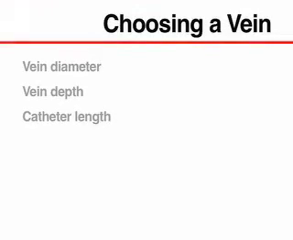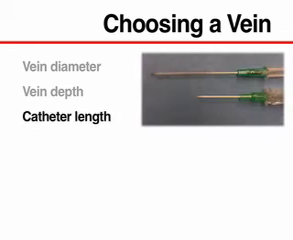Consider the following guidelines when choosing a site for ultrasound-guided IV catheter placement. Choosing a vein with a larger diameter improves the likelihood of success. Standard IV catheters are 3.2 centimeters long and usually adequate for cannulating veins less than 1 centimeter deep. Double-length catheters are available and adequate for veins up to 2 centimeters deep. Specialized equipment may be needed for veins deeper than 2 centimeters.